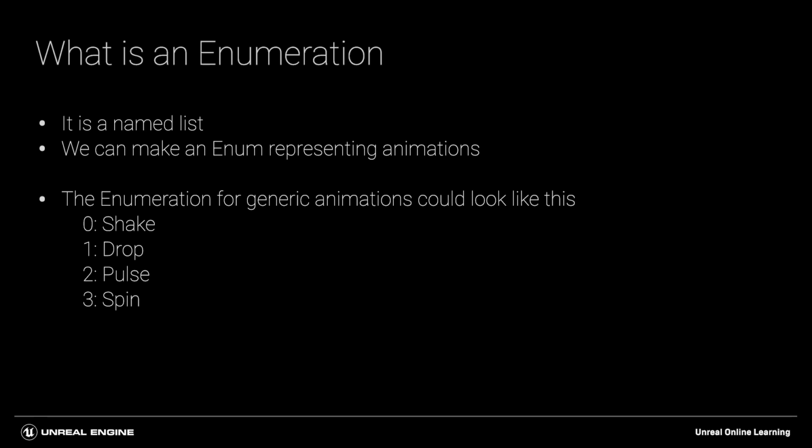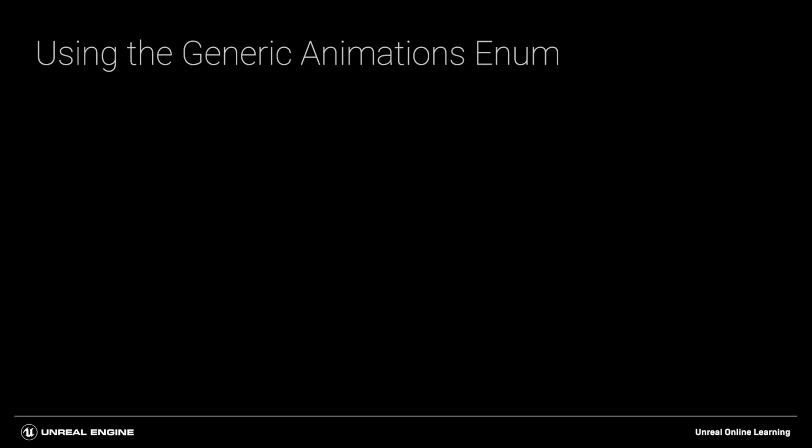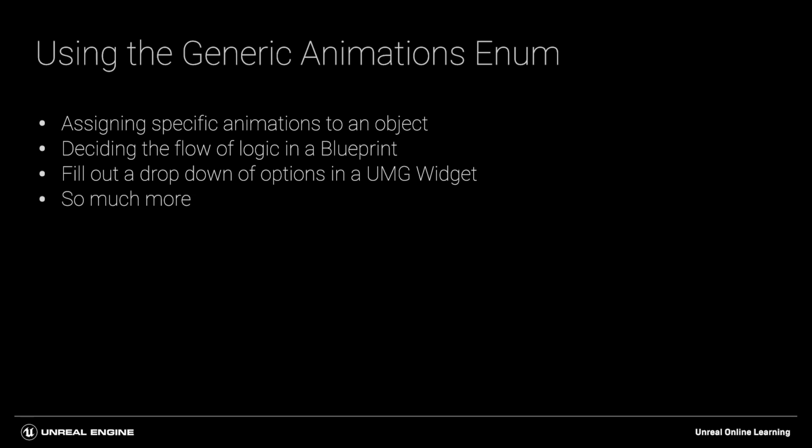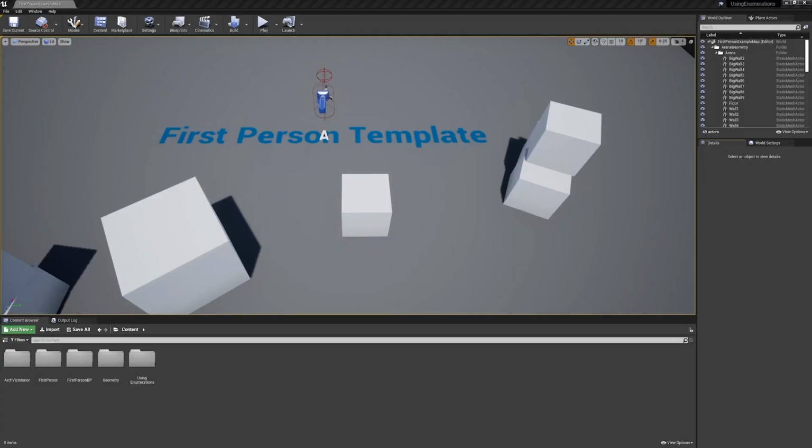And that's it. Now we can use this list to do all sorts of stuff, from assigning a specific animation to an object, deciding the flow of logic in a blueprint, to filling out a dropdown of options we can choose from in a UMG widget, and so much more. Let's create an enumeration asset and discuss what we would use it for.